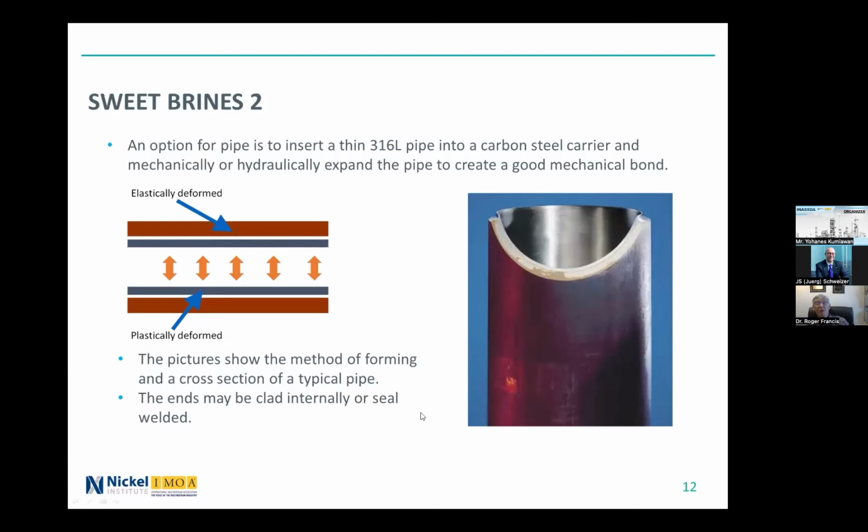Now, the ends of the pipe may be clad internally or they may be seal welded so that the carbon steel does not see any of the sweet brine, which can cause huge corrosion of carbon steel. And such pipe as this has been widely used in Asia.